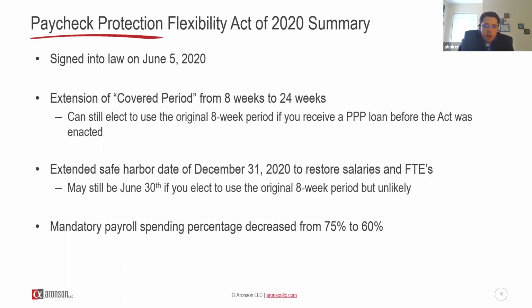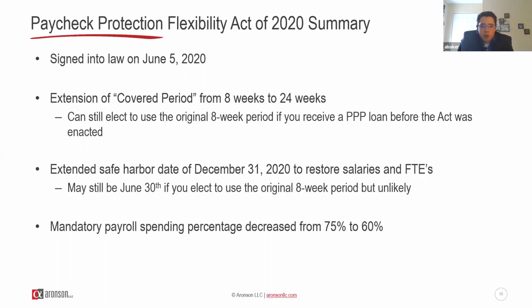Now, one qualifying statement I will make: there's still potential that if you go with the 8-week period, the government could still say, well, your safe harbor date to make things whole is June 30th. But we think it's unlikely they're going to do that. We believe it's going to be December 31st for everybody as your safe harbor date, whether you go with 8 weeks or 24 weeks.